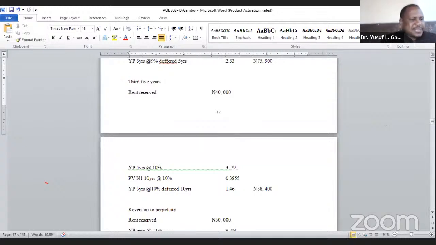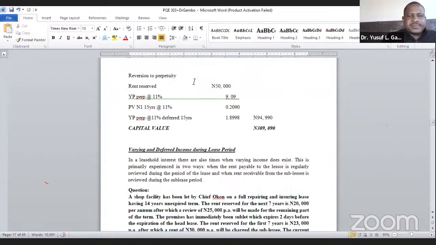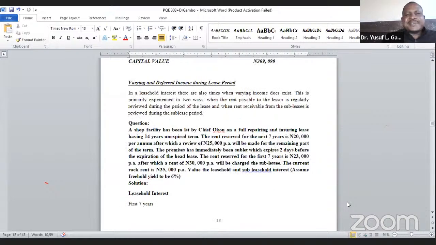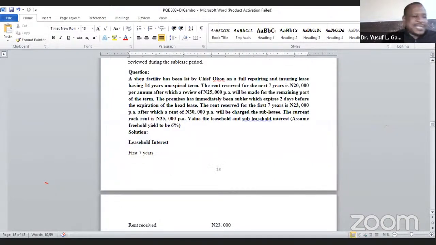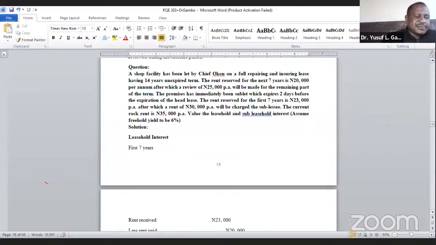So let's look at the next question. I've been explaining that. Follow this thing. This one is less secured. They are trying to show the level of security, from 9, 10, and even 11%. As you review the rent, you continue, it's making it less secured. You understand? It's making it less secured. That's why you have it there.